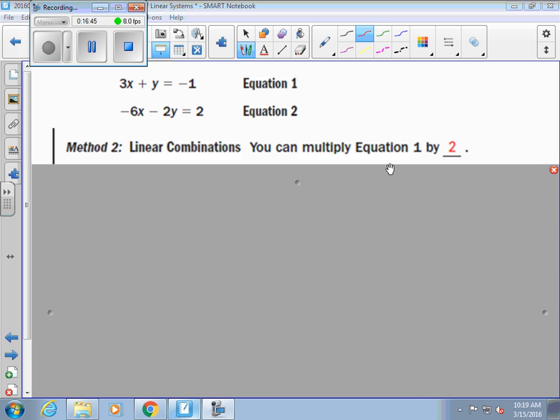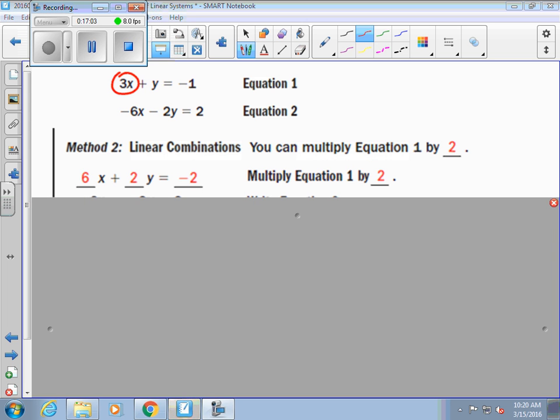The easiest one to do is to multiply the first equation by 2 because you want this 3x to become positive 6x because you have -6x right below it. Remember, you want opposite coefficients. So 6x and -6x will eliminate. So 3x times 2, remember, you need to multiply the entire thing. So that times 3x is 6x. That times y is positive 2y. And that times -1 is -2.